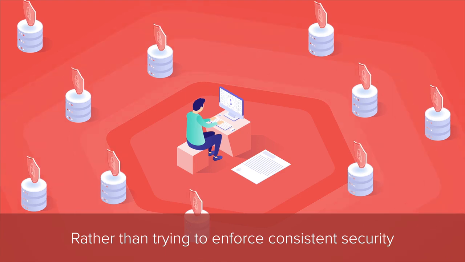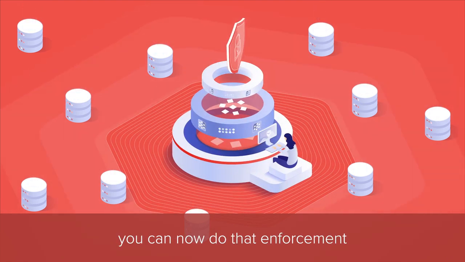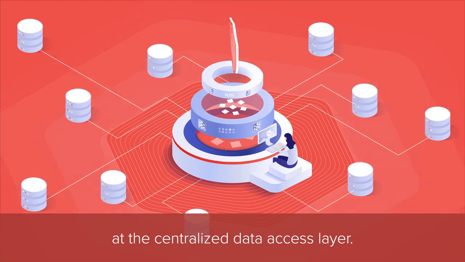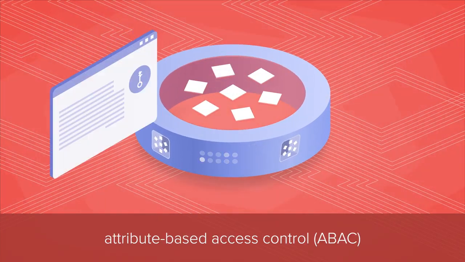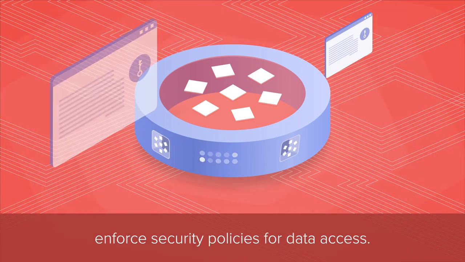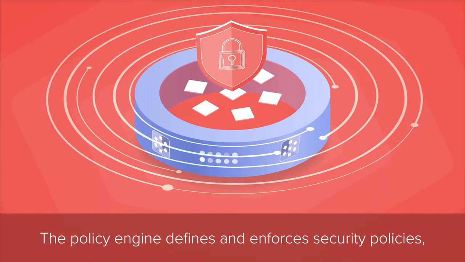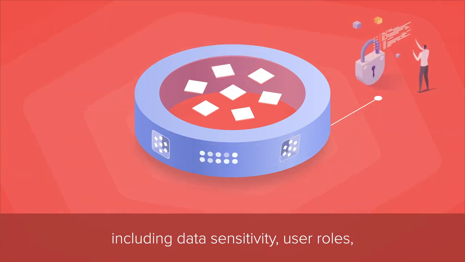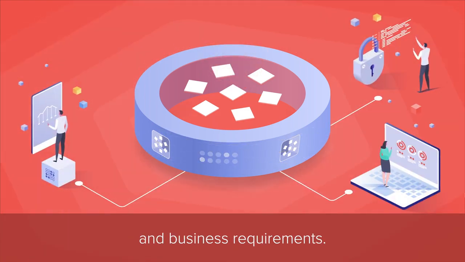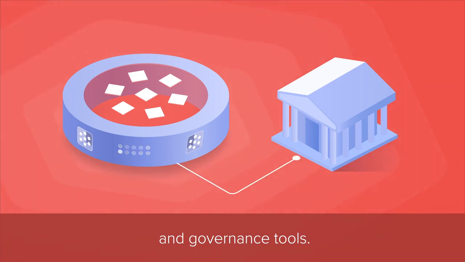Further, the logical approach to data management helps with data security as well. Rather than trying to enforce consistent security and governance policies at each data source, you can now do that enforcement at the centralized data access layer. Advanced security features such as attribute-based access control, ABAC, enforce security policies for data access. The policy engine defines and enforces security policies, which can be configured based on a variety of factors, including data sensitivity, user roles, and business requirements. They also can integrate with existing security and governance tools.